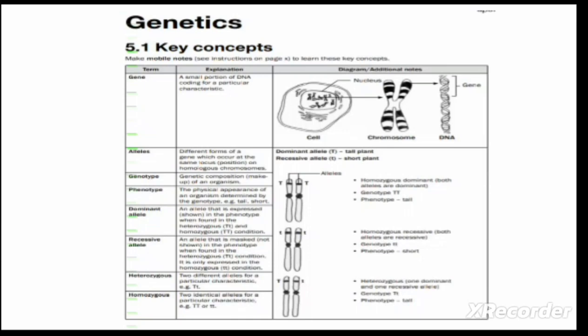And then we have a heterozygous, two different alleles for a particular characteristic. Two letters, one capital letter and another one small letter. And then we have what we call homozygous. Homozygous, two identical alleles for a particular characteristic. I told you homozygous means the same. A homozygous recessive, the same small letters. Homozygous dominant, the same capital letters.